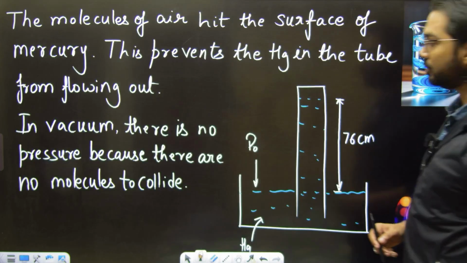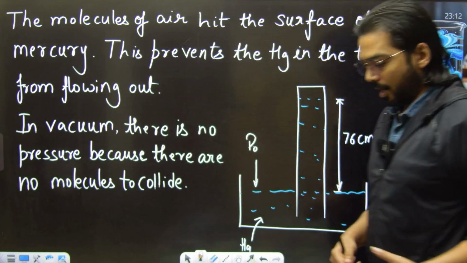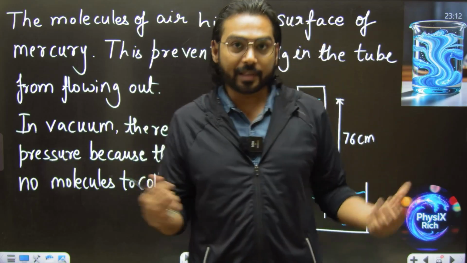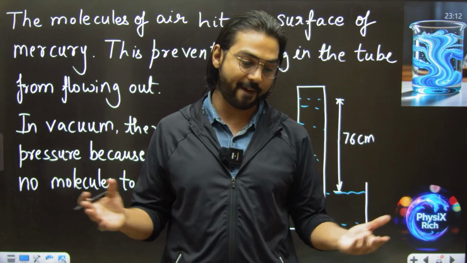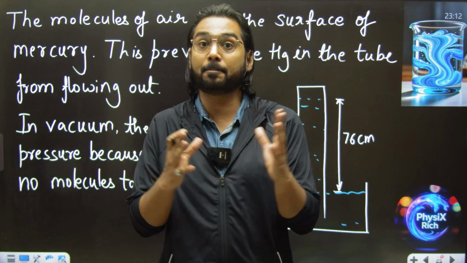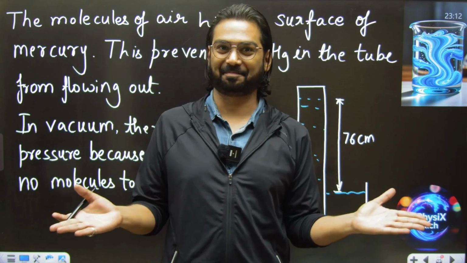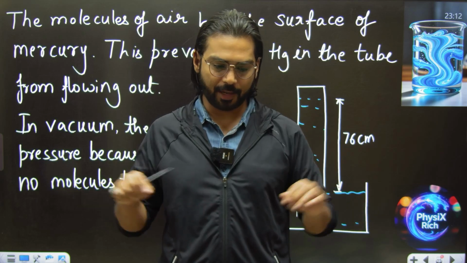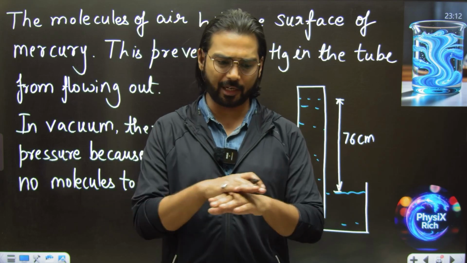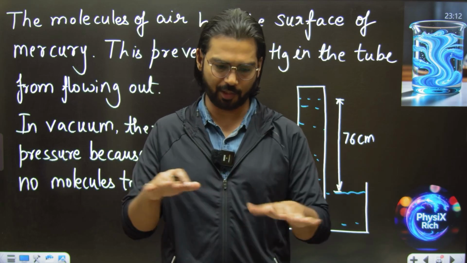Now, I can give you a lot of examples like this. For example, let's say I have a table. Now, this table is made of a top which is perfectly smooth. Let's just assume that it's perfectly smooth.